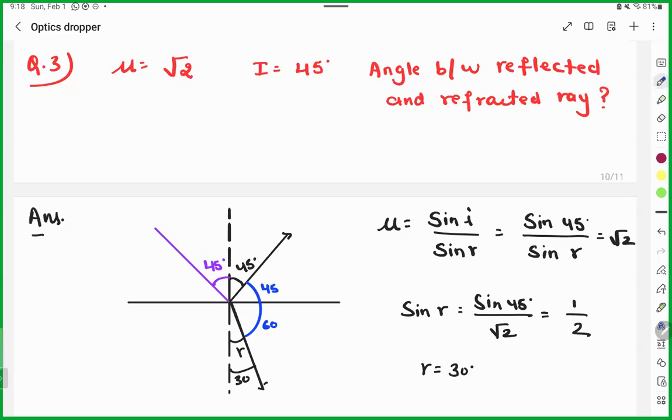105 degrees. Yes. Anybody have doubt, guys? Because if there is a reflection, it is the same angle, 45. For refraction, you can use Snell's law. By Snell's law, you can calculate the angle of refraction. And then you have to calculate the angle between them. 105. Understood?